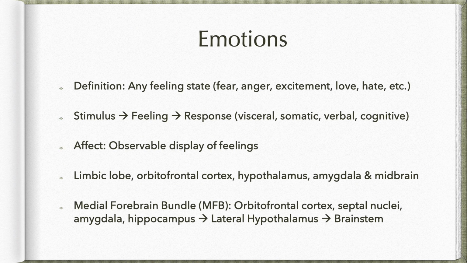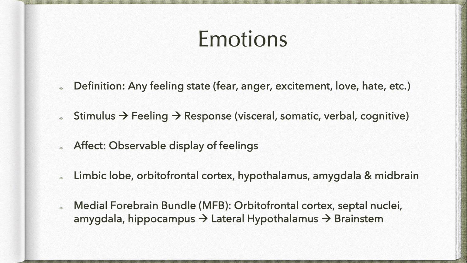Now coming to another function of the limbic lobe, that is emotions. By definition, emotion is any feeling state. That is, you may be feeling fear, anger, excitement, love, hate, happiness, whatever. So that state of feeling is emotion. The sequence in which it happens is that there will be a stimulus. It could be an actual stimulus or an imagined stimulus which will result in a feeling. So either you see somebody and therefore you feel something, or you imagine that somebody and you feel something. So a real or imagined stimulus will result in a feeling.